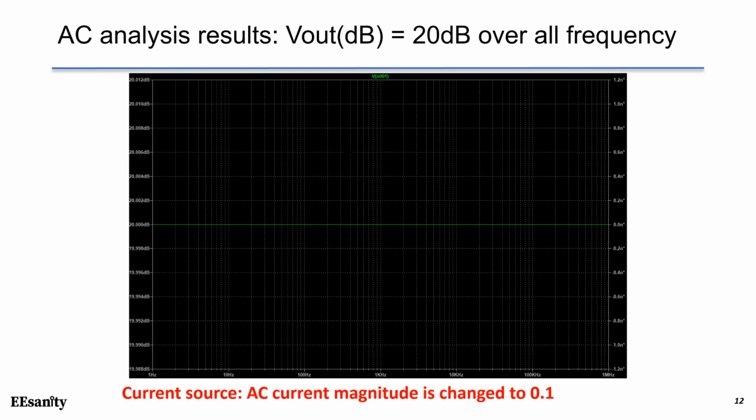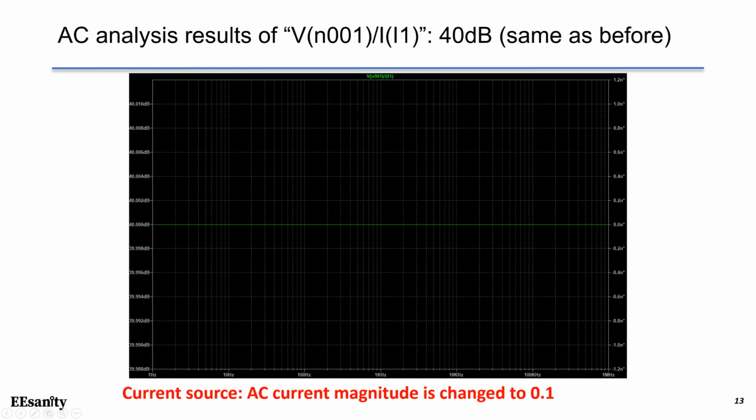This is the AC analysis results. The voltage is reduced to 20 dB because the AC magnitude is changed to 0.1, which is minus 20 dB. In this case, 40 dB, which is 40 dB ohm, minus 20 dB equals 20 dB in voltage. If we calculate the resistance over R1 by using voltage over current, we can see the impedance is still 40 dB ohm over the 1 Hz to 1 MHz frequency range.